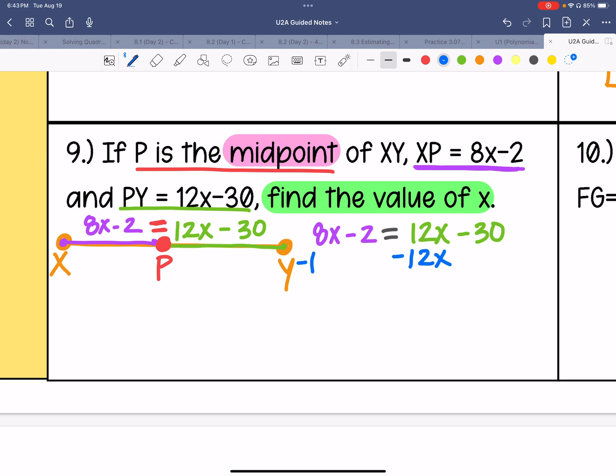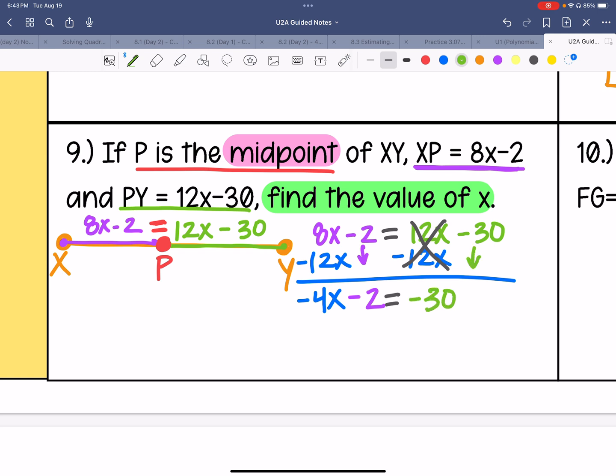So if 12x is positive, we have to do the opposite, which would be taking the negative. Now we do want to make sure we line up our x terms, and we're going to subtract. So 8 minus 12 is going to give me negative 4x. We did not touch negative 2, so it is going to come down as is. Our equal sign will also. 12 minus 12 is 0, so that cancels out. And then again, we did not do anything with our negative 30, so it is going to come down as well.